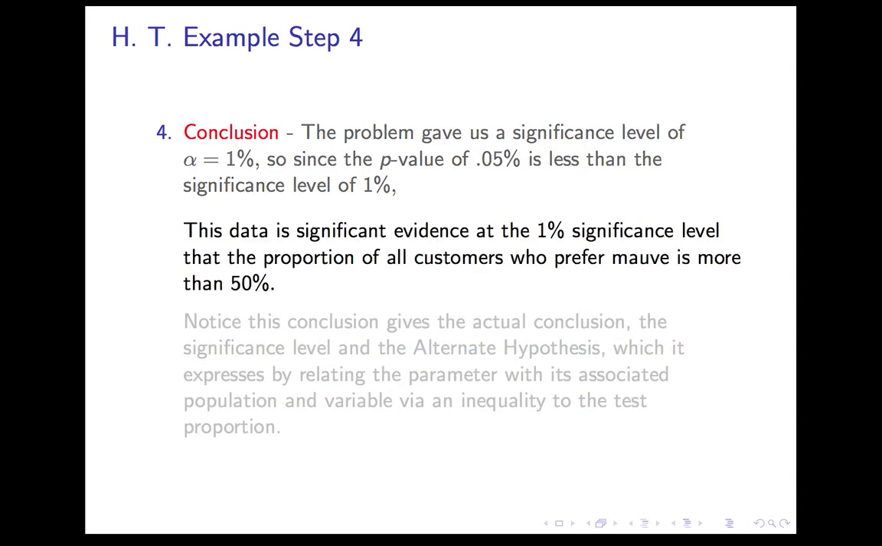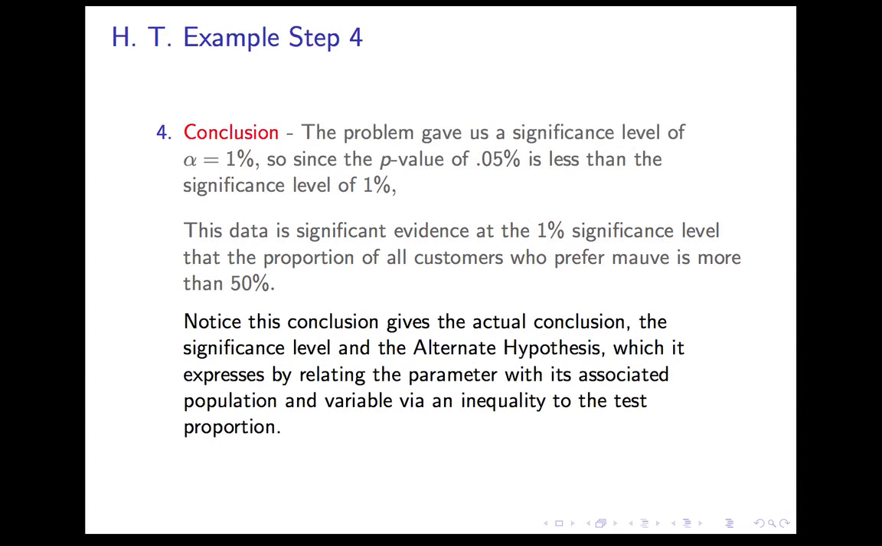So our conclusion is, this data is significant evidence at the 1% significance level that the proportion of all customers who prefer mauve is more than 50%. You can safely assume customers like mauve better. Presumably, you'll go with that when you buy the ad. And notice that this sentence gives the actual conclusion that it is significant evidence. It gives the significance level, and it gives the alternate hypothesis, which breaks down as a parameter, a population, a variable, whether they prefer mauve, an inequality, more than, and the test proportion, 50%. So all the important pieces of information are in that sentence.